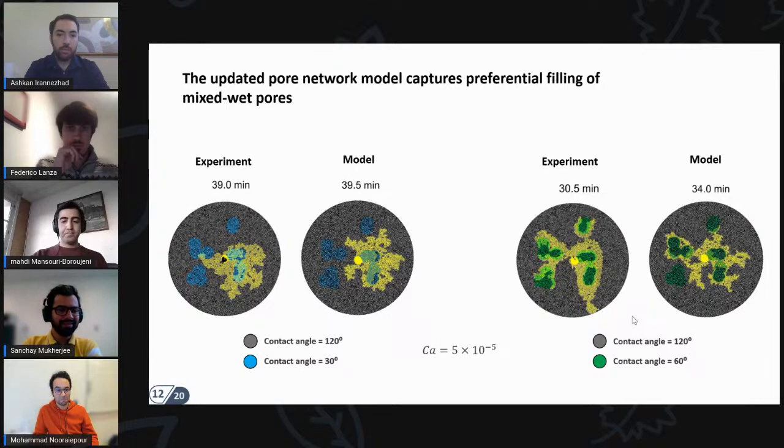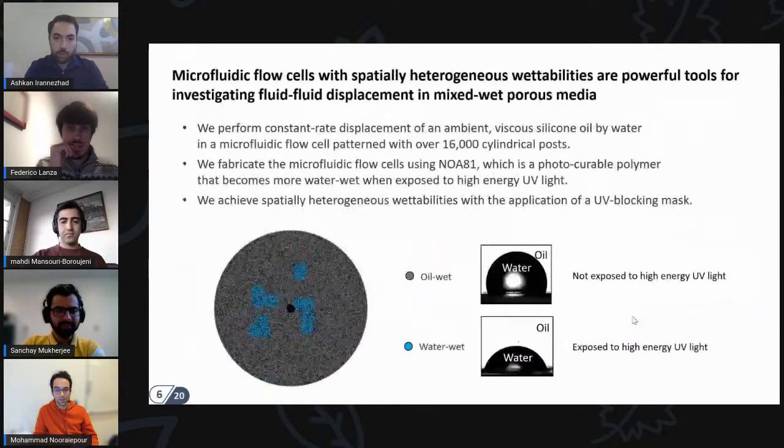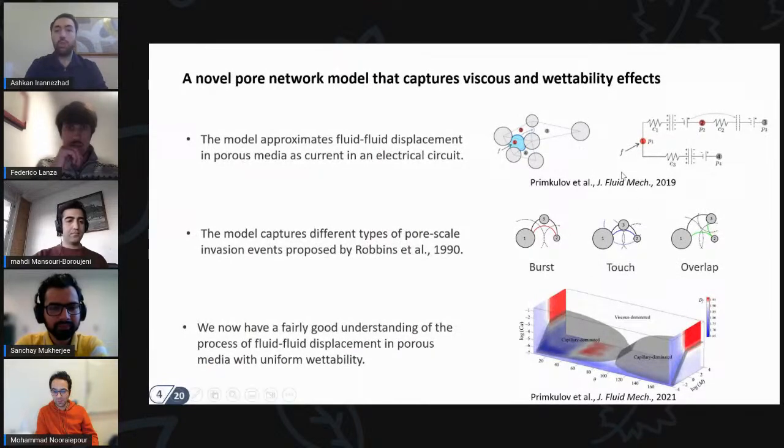Oh yeah, for sure. So let me just go back to this slide again. The core of the model that we have used is the Primkulov model, whose details are given in this paper. And it is a dynamic model. It captures the viscous pressure drop using Poiseuille's law. And this is how the geometry looks like. We have cylindrical posts, more than 16,000 cylindrical posts, and the top and bottom surfaces are just flat.